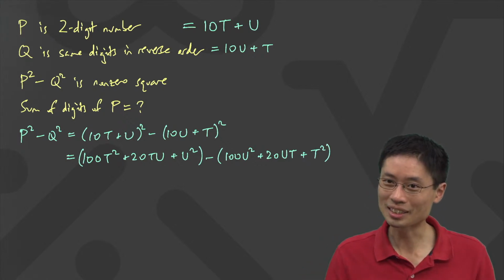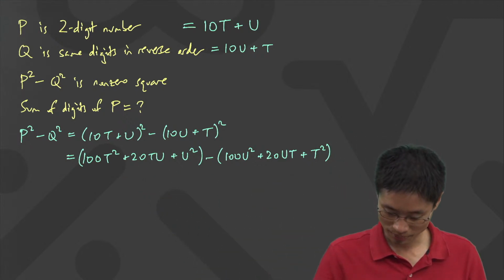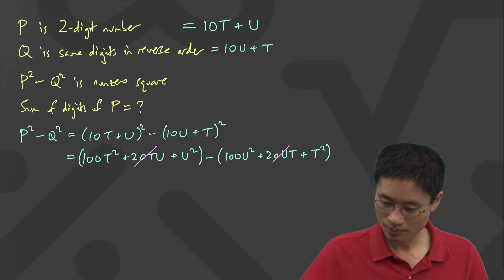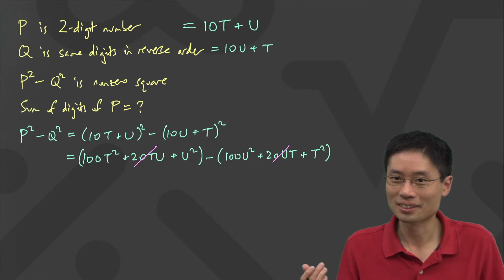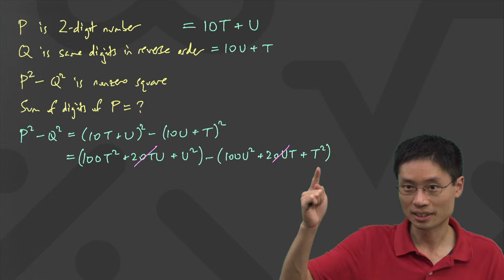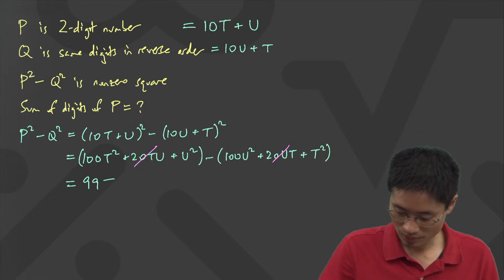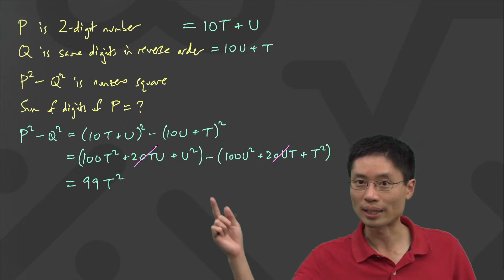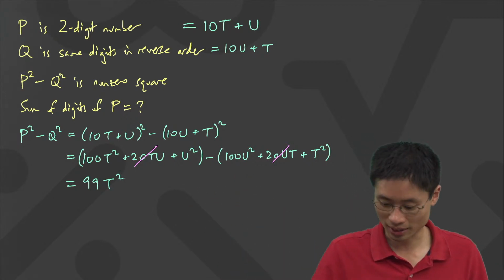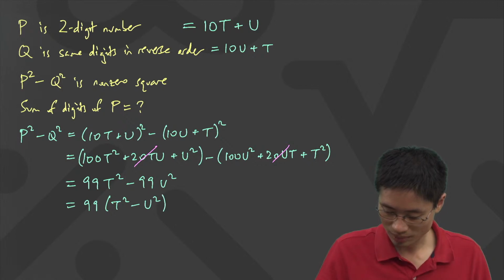Well, this is convenient because the 20tu and the 20ut cancel. And now I can even collect like terms because I have 100t squared and I have a minus t squared. That's 99t squareds. And the u squareds are plus 1 and then minus 100, so minus 99u squared. So now I know that this is 99 times (t squared minus u squared).